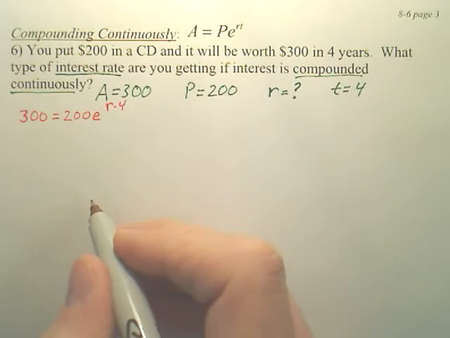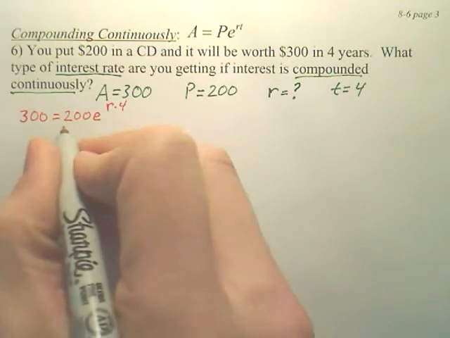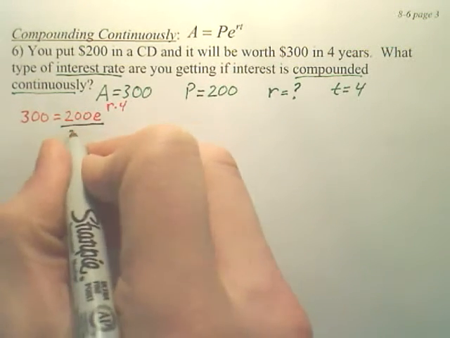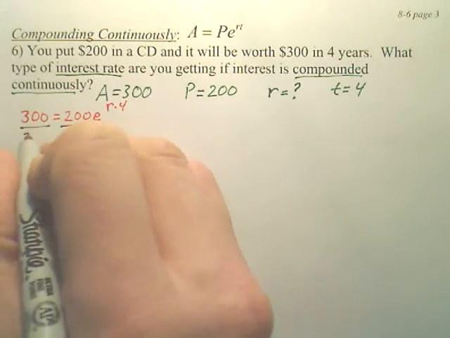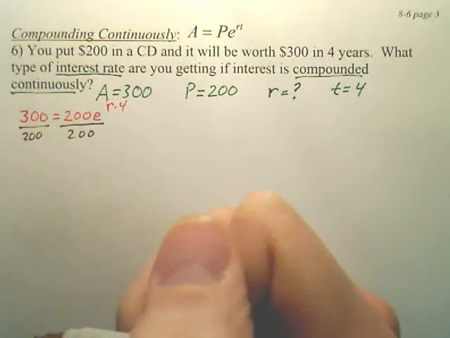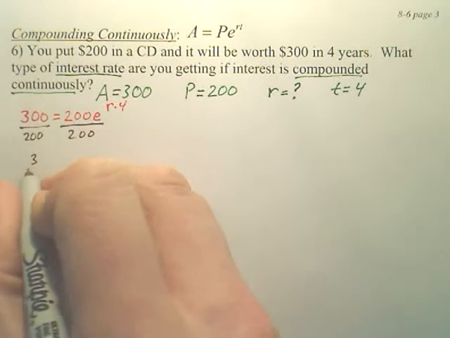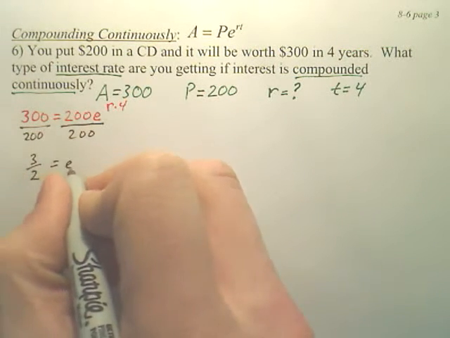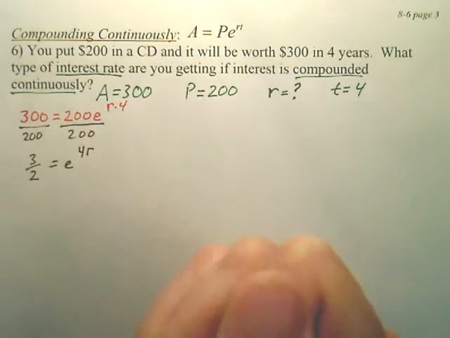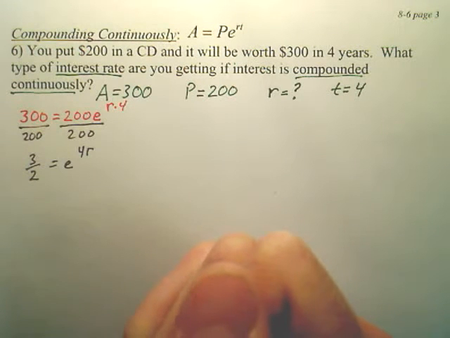The first step in this problem is to get E by itself. So you're going to divide by 200. That leaves us with 3 over 2 equals E to the, is it okay if I make that 4R instead of R4?